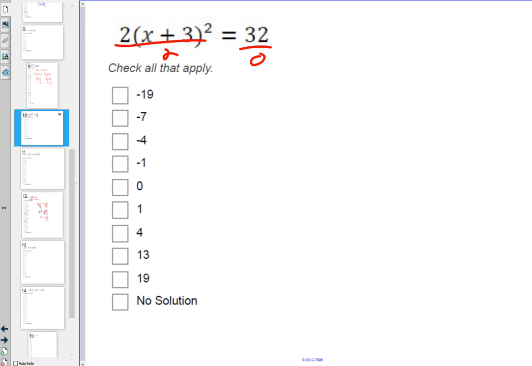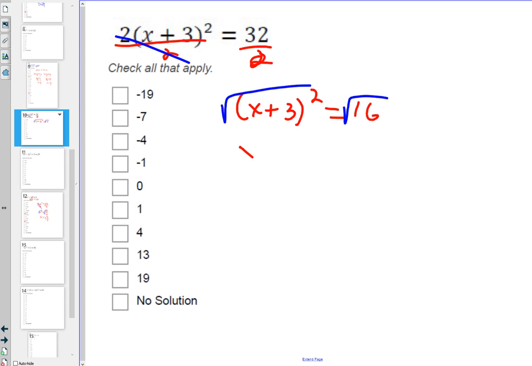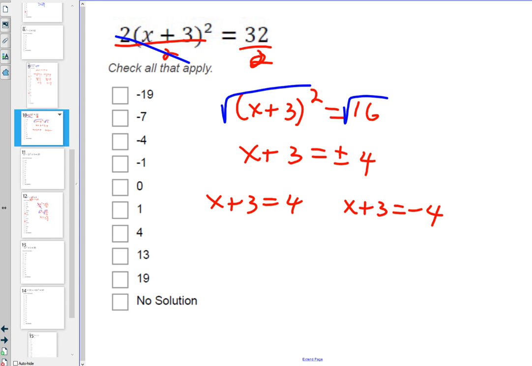I have a perfect square trinomial already. Like, I have a single x, I can use the square root property. I'm just working my way there. x plus 3 squared is equal to 16 divided by 2. Now I can use the square root property. So x plus 3 is equal to plus or minus 4. So that means x plus 3 is equal to 4, and x plus 3 is equal to negative 4. So I have x can be 1 or x can be negative 7.